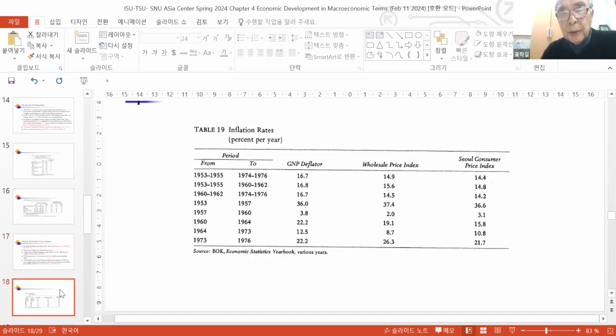Inflation rates, for example, during the 50s, the Seoul Consumer Price Index reached 36.6% by 1953, calmed down to 15%, but was still persistently very high until 1973. Another inflation indicator, the GDP deflator, shows a very similar structure.